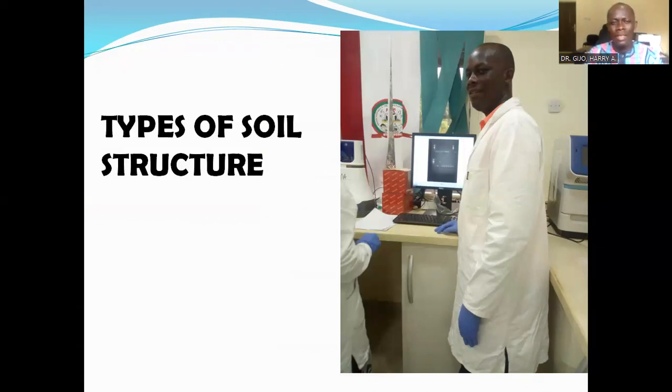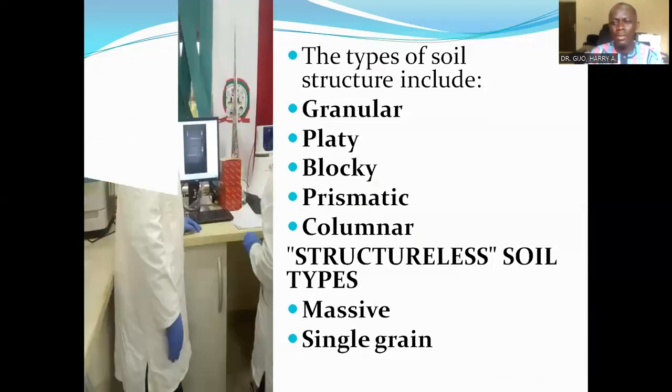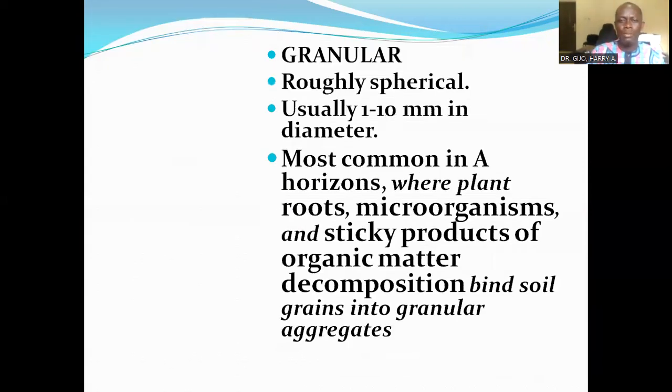So we want to look at the types of soil structure. The types of soil structure include the granular structure, the platy structure, the blocky structure, the prismatic structure, the columnar structure. And we also have structureless soil types such as massive and single grain.